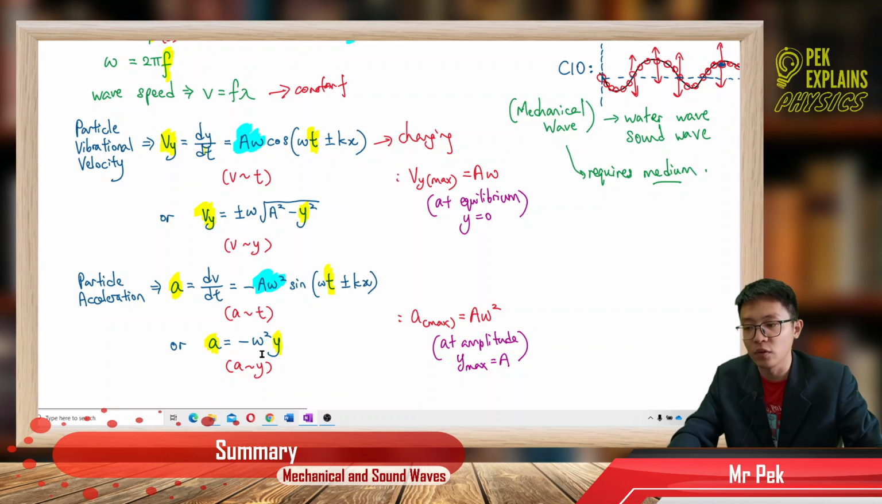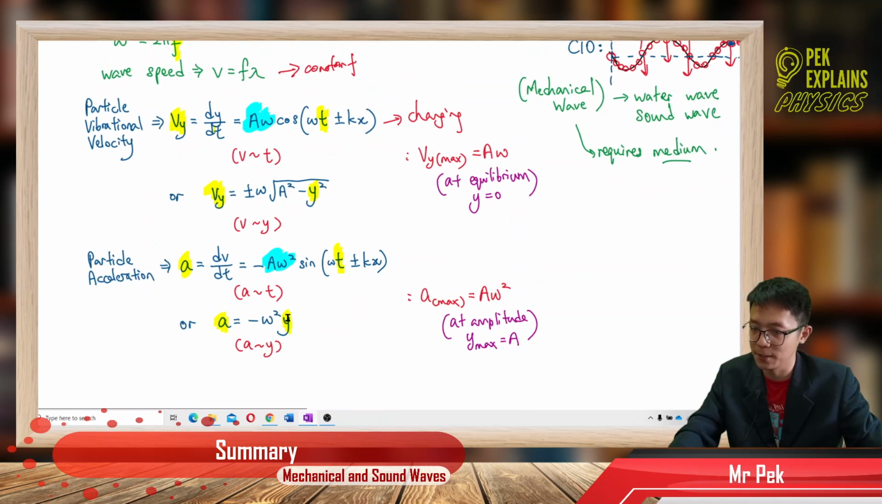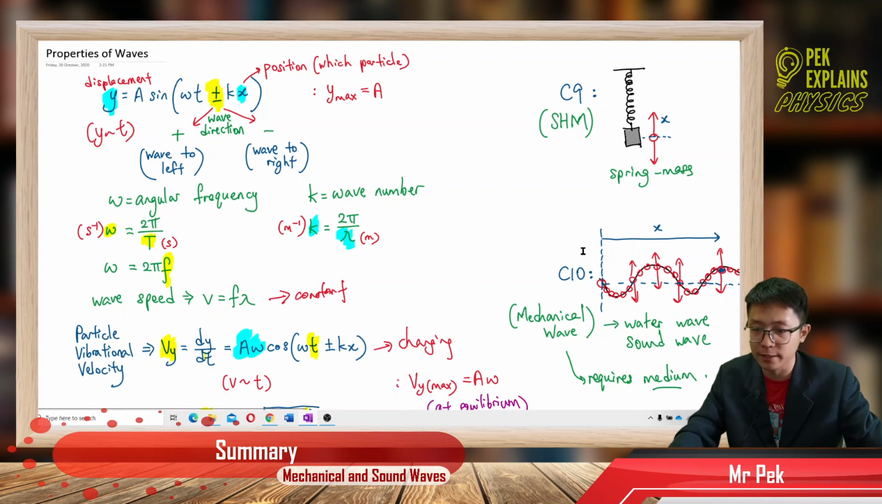We also can use the acceleration versus displacement equation: a equals negative omega squared y. Last time it was a equals negative omega squared x. This time our displacement uses the y symbol, so that's why we change to y. So we have the acceleration versus displacement equation. That's all for the first part.